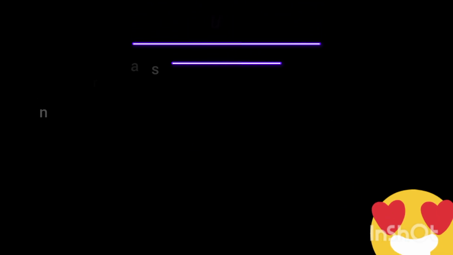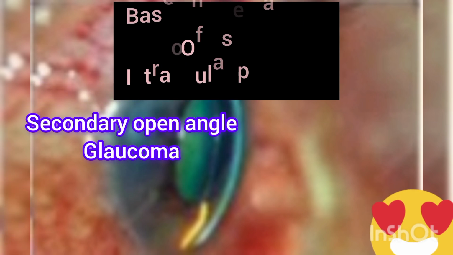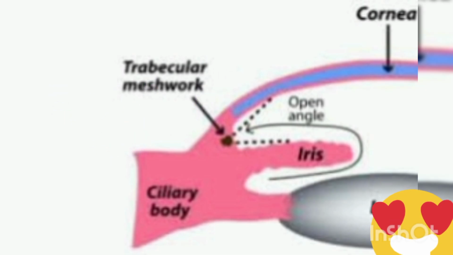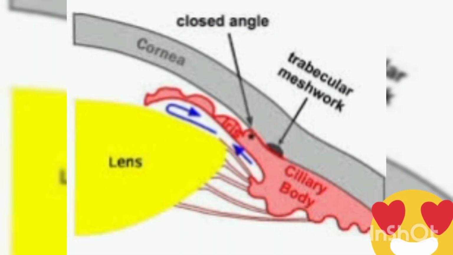Based on mechanism of raising intraocular pressure, we have the secondary open angle glaucoma. Here, the drainage angle remains open, but something is blocking or slowing the outflow of aqueous humor. And the secondary angle closure glaucoma. In this type, the angle is physically blocked or narrowed, preventing outflow.